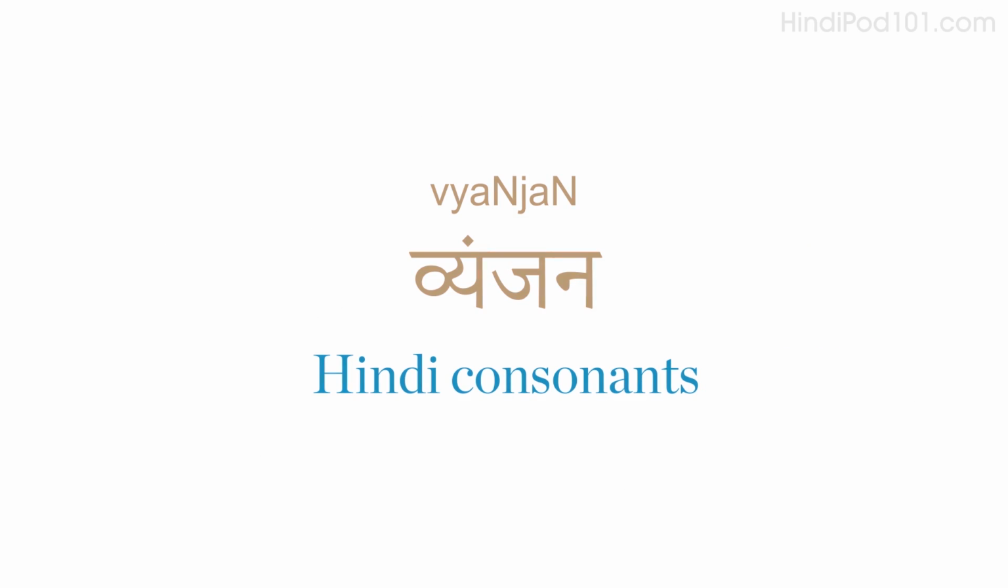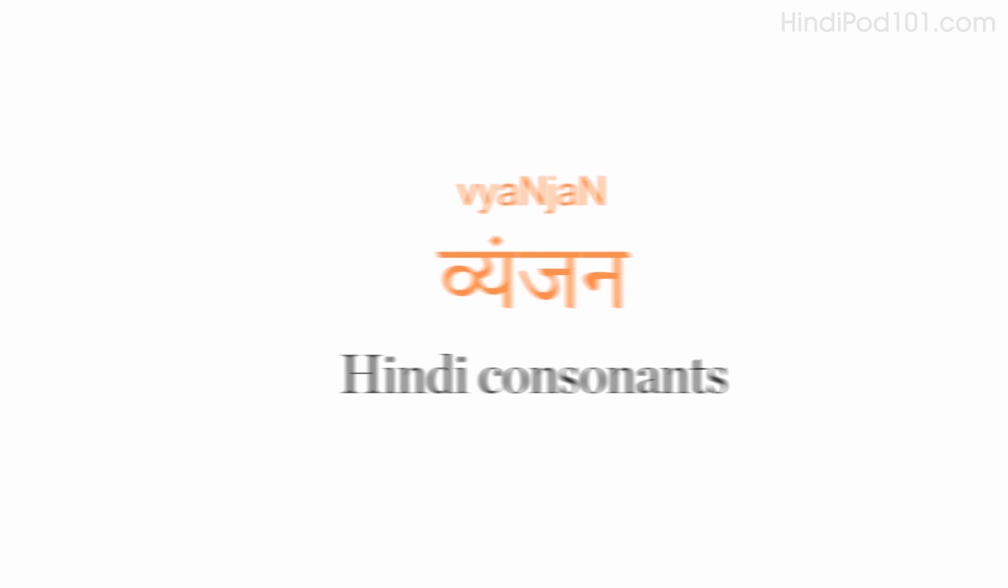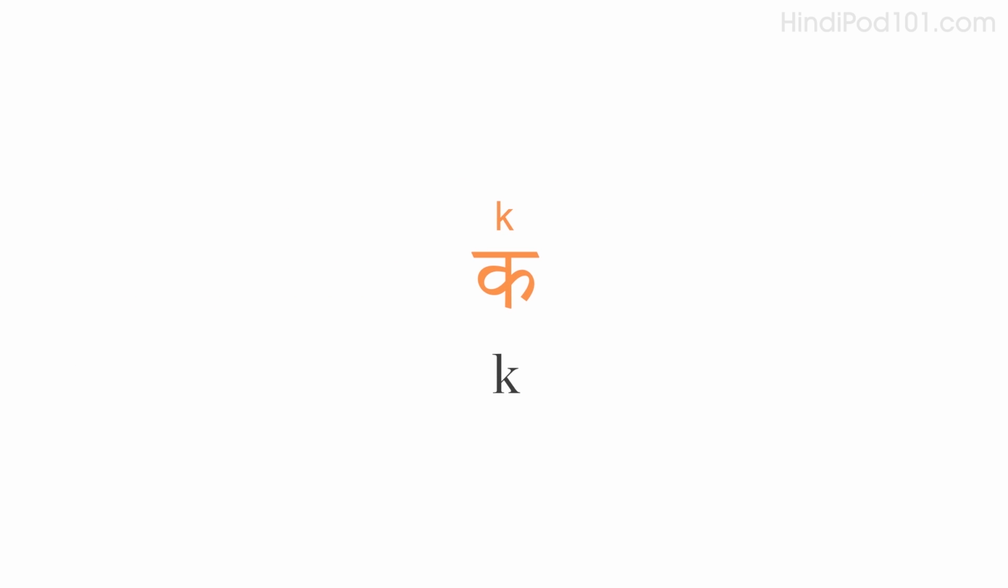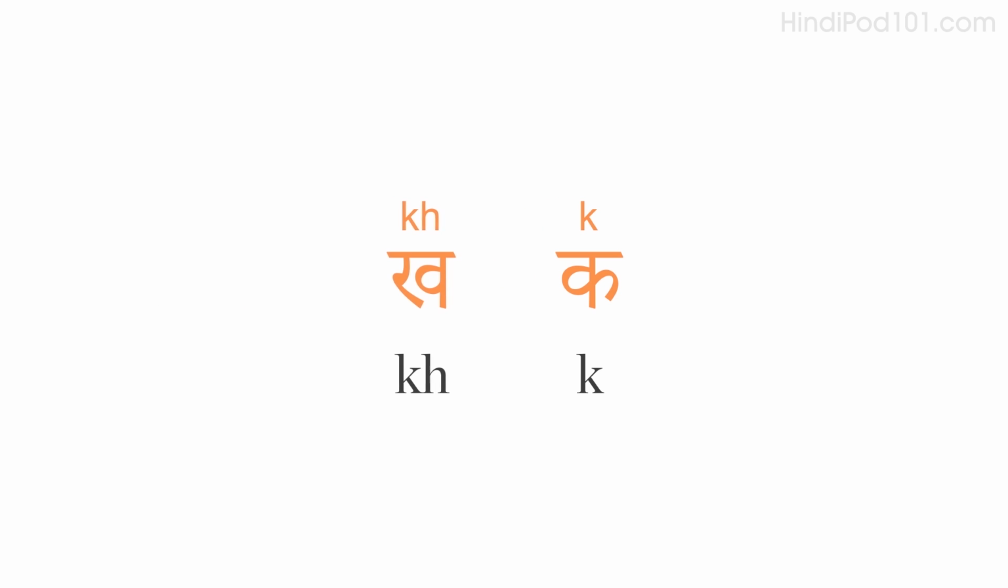Hindi consonants are known as Vyanjan. Yes, you're already familiar with many of them because the sounds already exist in English or are quite similar to certain sounds in English. For example, the first consonant in Hindi is K, which is similar to the English letter K. But the next one doesn't exist in English. Yes, this one is Kh. When you say it without aspiration, you get K. But when you say it with aspiration, it becomes Kh.